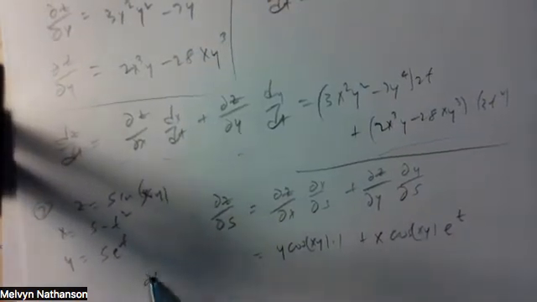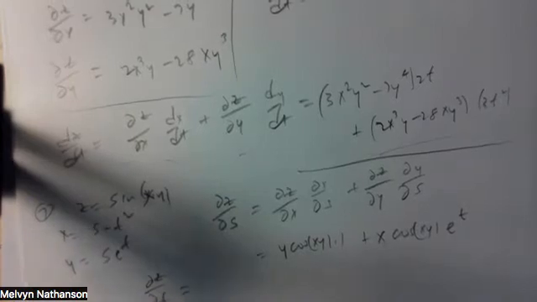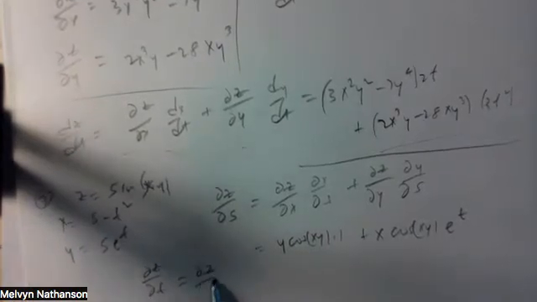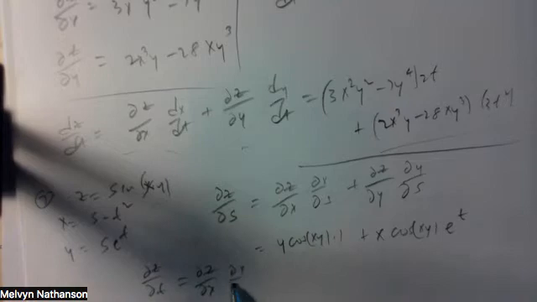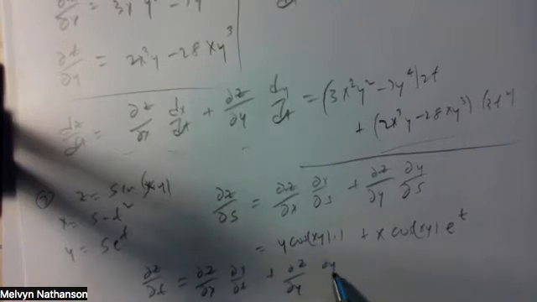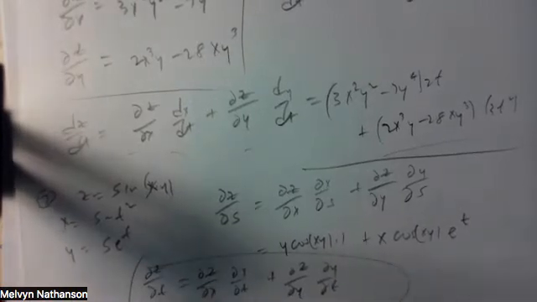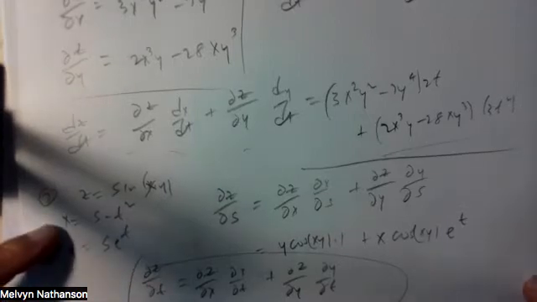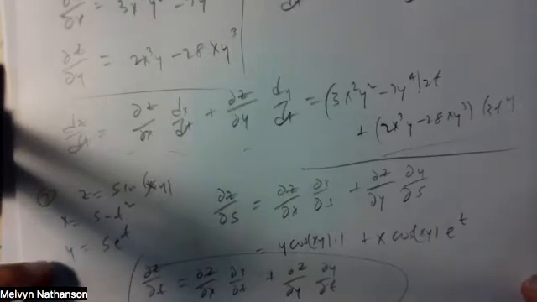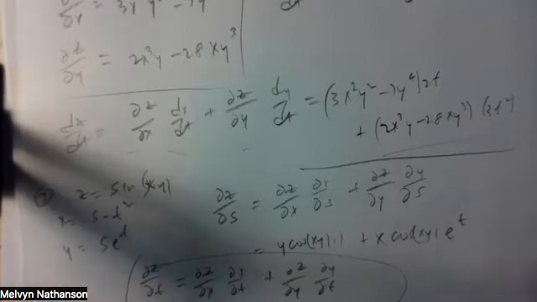And partial of z with respect to t is, again, by the chain rule, partial z with respect to x, partial x with respect to t, plus partial z with respect to y, partial y with respect to t. And you just plug in the appropriate things. Partial of x with respect to t is minus 2t. Partial of y with respect to t is s e to the t.